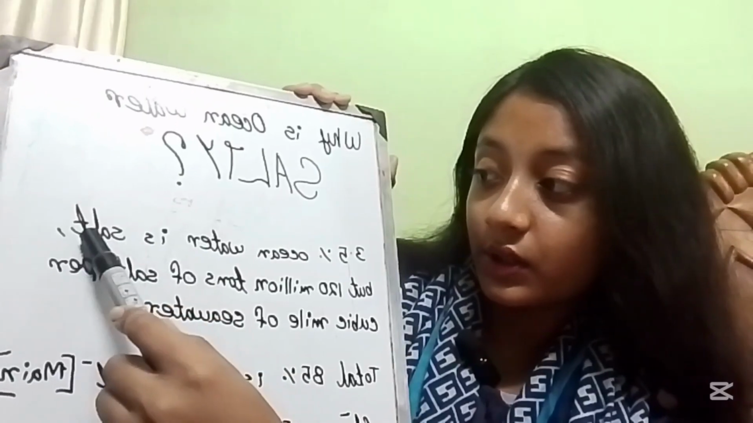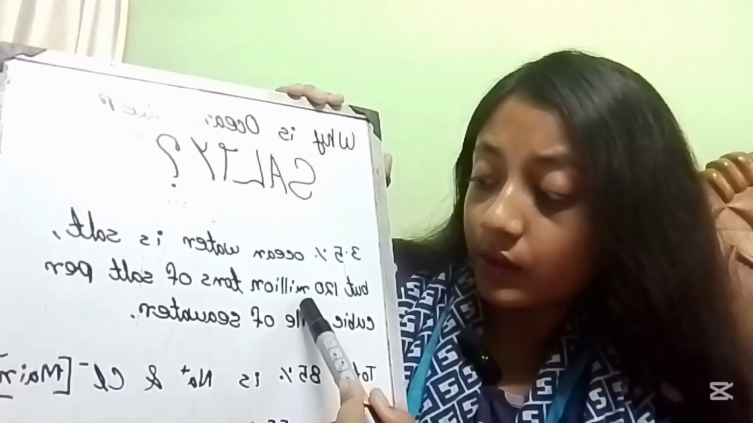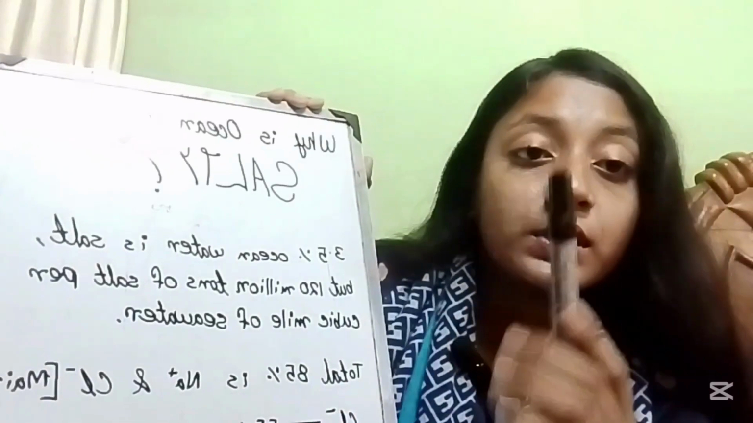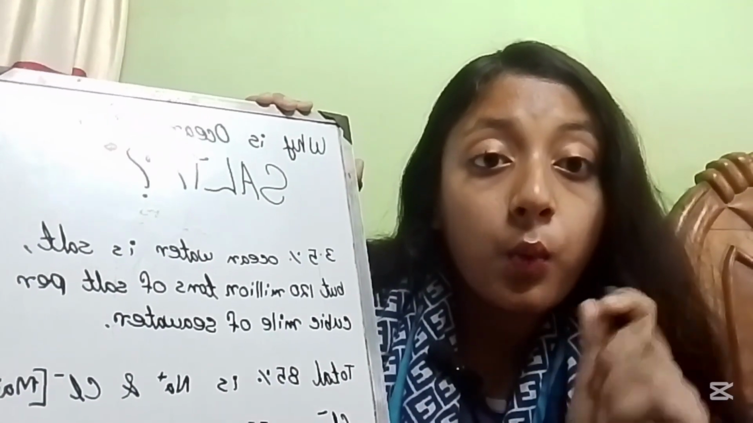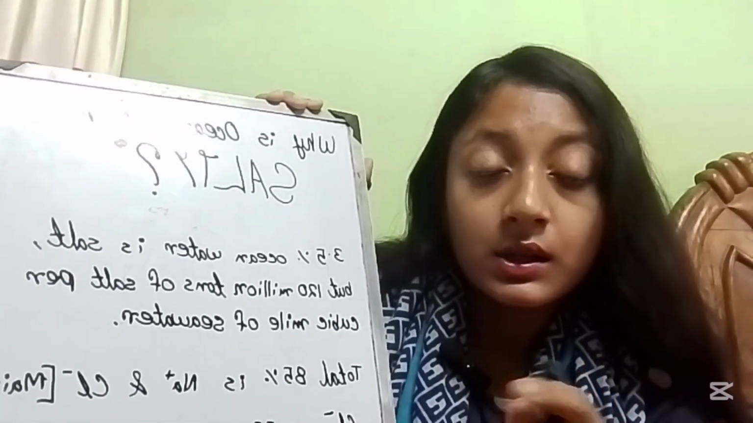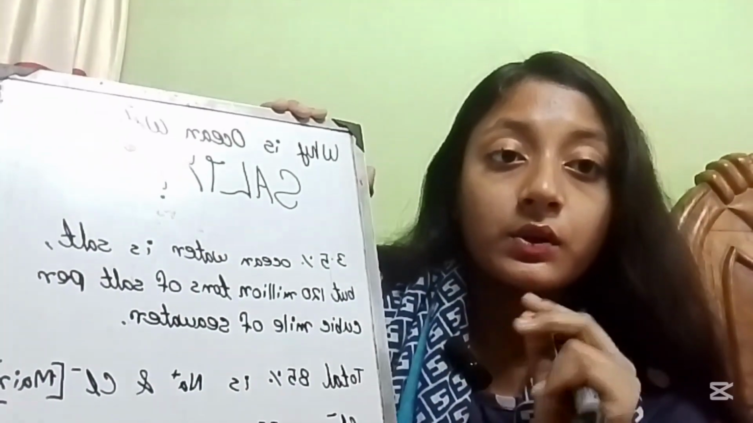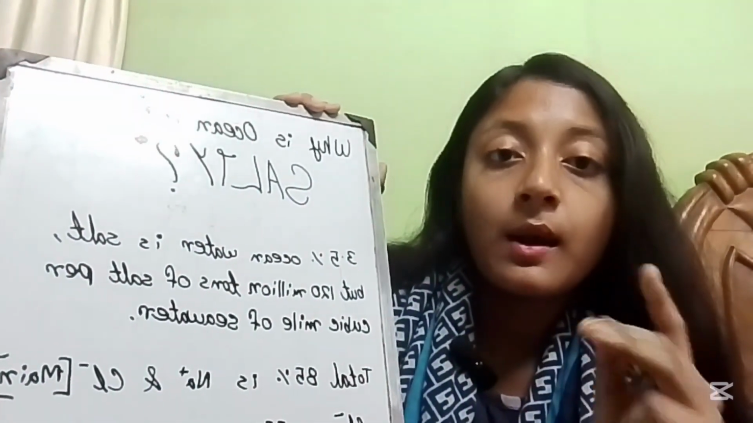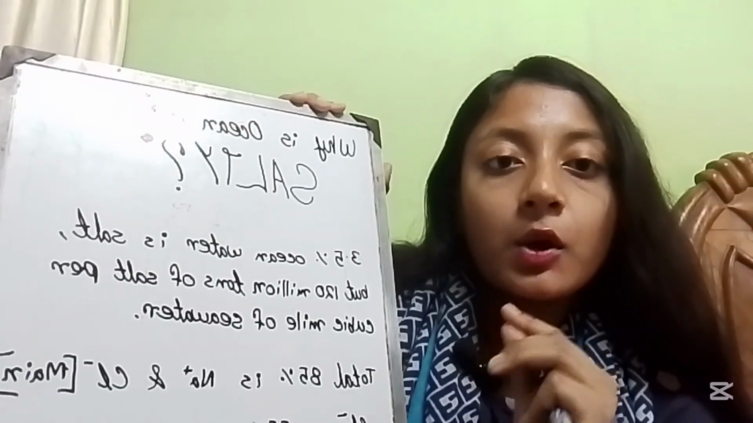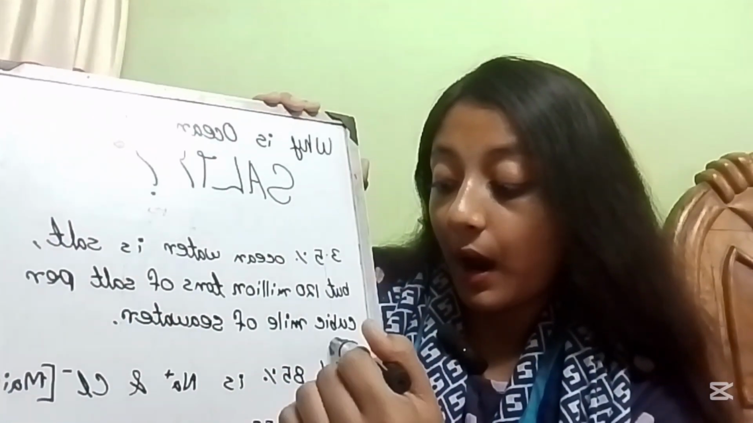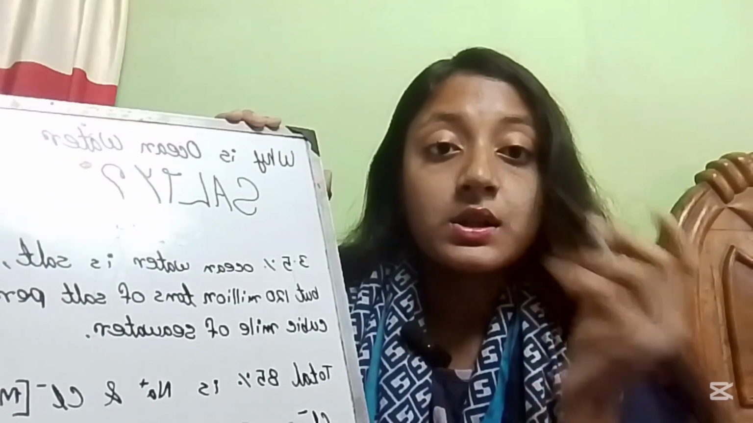3.5% of ocean water is salt. But 120 million tons of salt per cubic mile of seawater. Like 120 million, just imagine. 120 million tons of salt per cubic mile of seawater.